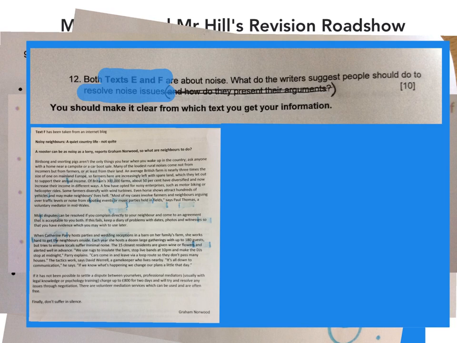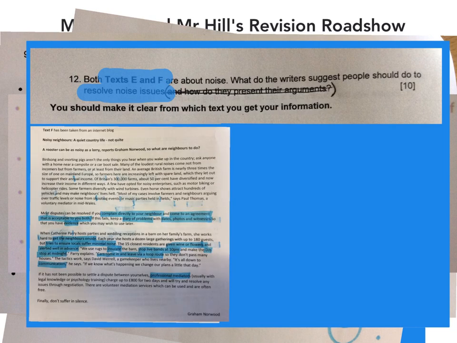Now have a look at text F. Let's find the key points. What does the writer suggest that people should do to resolve noise issues? Pause the video. Here's what we've got. Did you panic? I think that sometimes you do panic if you read a whole paragraph like this one at the top and you're not highlighting anything. You start to worry you've got the question wrong, but just keep strong and keep going on.